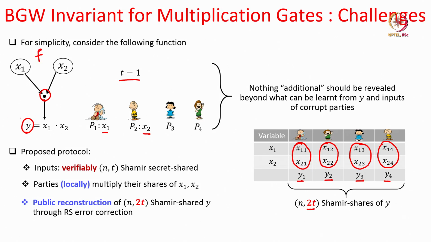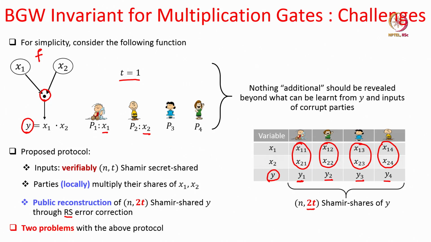So, as per the BGW protocol, the parties make public their shares of y, and to error correct the potentially corrupt shares which can be made public by corrupt parties, we apply the Reed-Solomon error correction algorithm and hope that we get back the function output y. That is the proposed protocol.